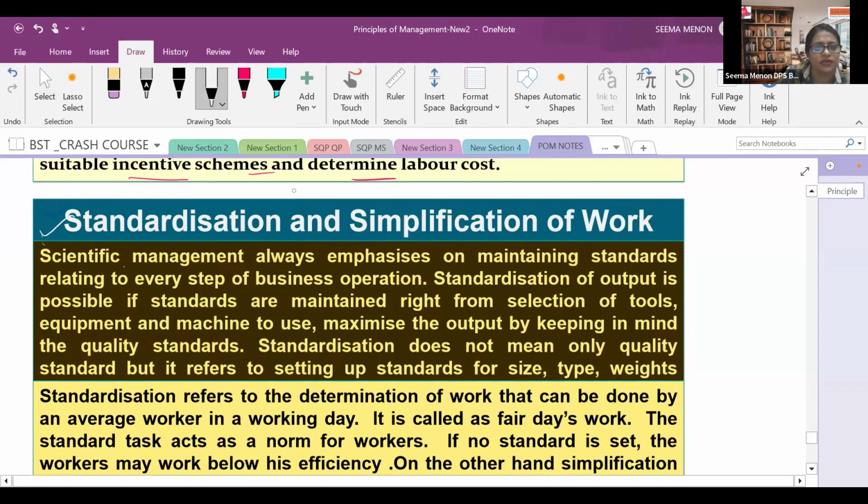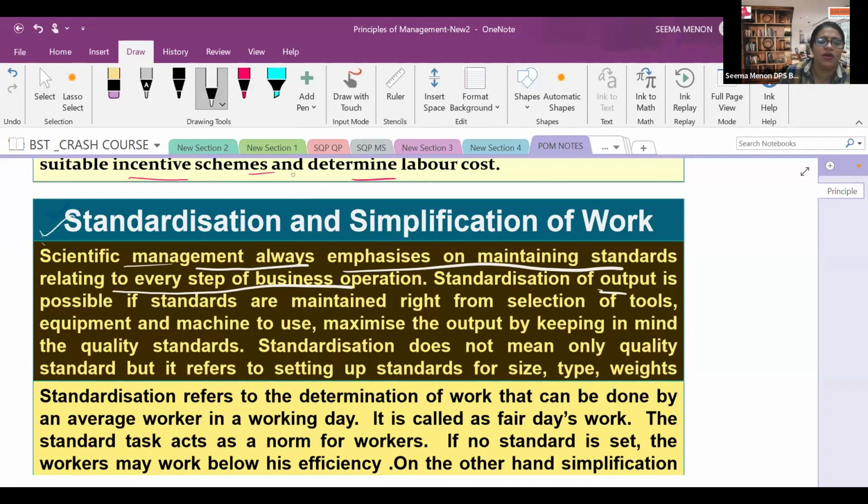Standardization and simplification. Scientific management. So let's see that. What is that? Scientific management always emphasizes maintaining standards relating to every step of business, everywhere in the business. A particular level of standard should be there. That may be a standard in the method of doing the work, the manufacturing process, maintaining the records. Everywhere there should be standardization.